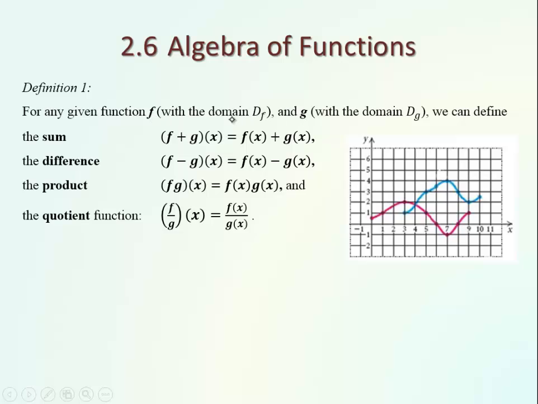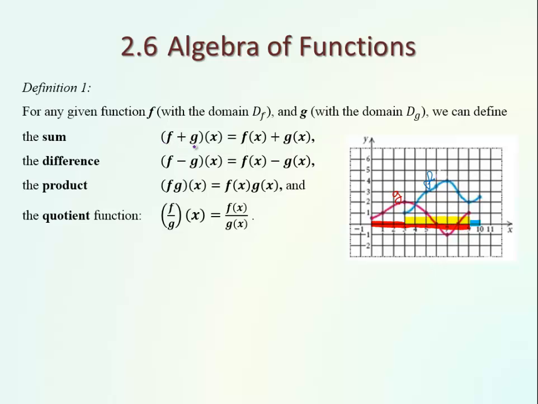So first, let's see how we define a sum or a difference or a product of two functions f and g when f has domain df and g has its domain dg. Look at these particular two functions. Let the blue one be called f and the red one g. The domain of f is from 3 up to 10, and the domain of g is from 0 up to 9.